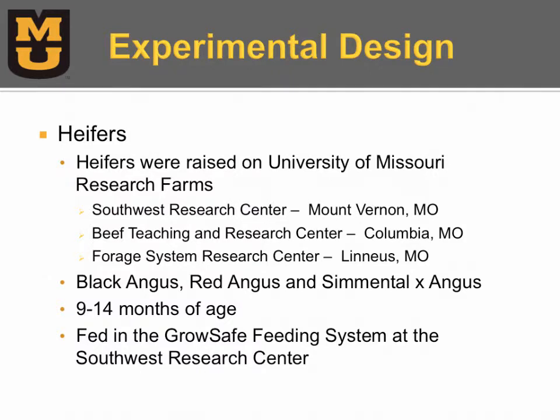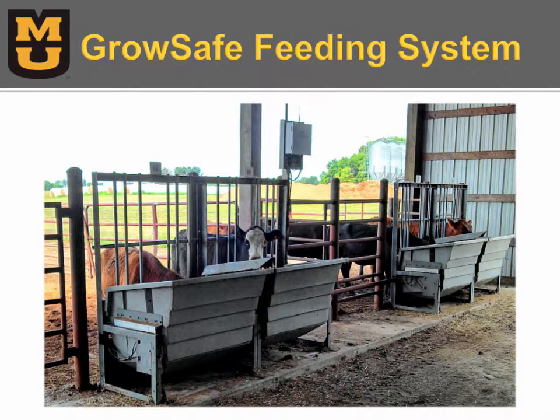The heifers that were used in the study were raised on 3 different University of Missouri research farms: the Southwest Research Center in Mount Vernon, Missouri, the Beef Research and Teaching Center in Columbia, Missouri, and the Forage Systems Research Center in Linneus, Missouri. The heifers were Black Angus, Red Angus, and a Simmental Angus cross between the ages of 9 and 14 months. These heifers were fed in the Grow Safe feeding system at the Southwest Research Center in Mount Vernon.